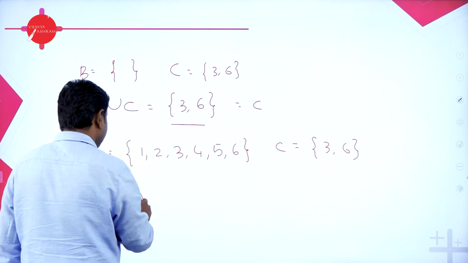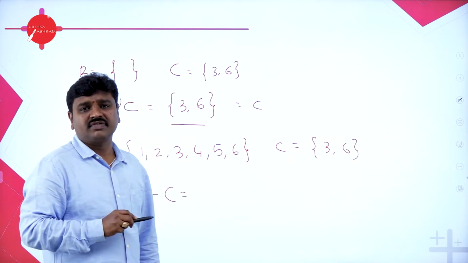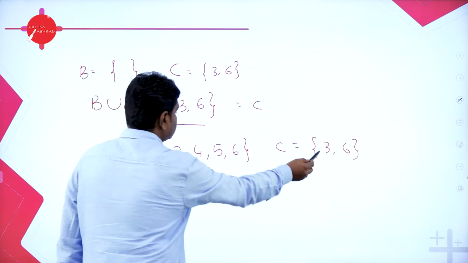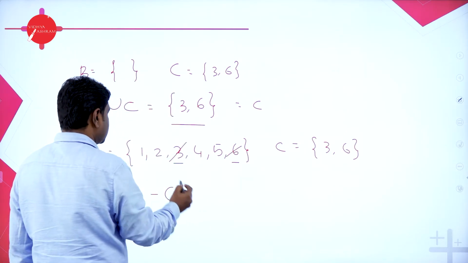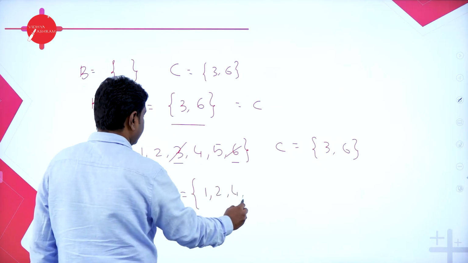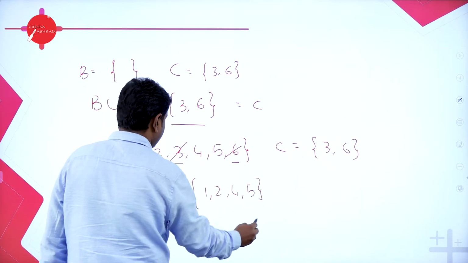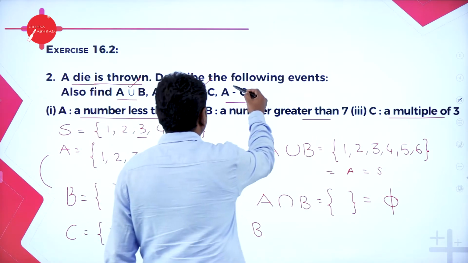A minus C means from A, remove the elements of C and write the remaining elements of A. So 3 and 6 you should remove from A. So write the remaining elements of A. What are the remaining elements of A? 1, 2, 4, 5. This is A minus C. So now we are done with A minus C also.